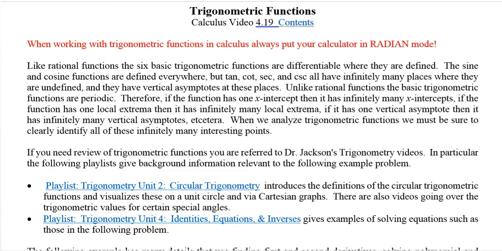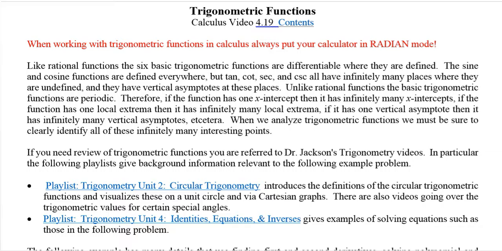The first thing you need to know is when working with trigonometric functions in calculus, always put your calculator or computer program in radian mode. Throughout, we will assume that we're using radian mode, and the shortcut rules that we have determined for derivatives basically are assuming that the input is in radians.